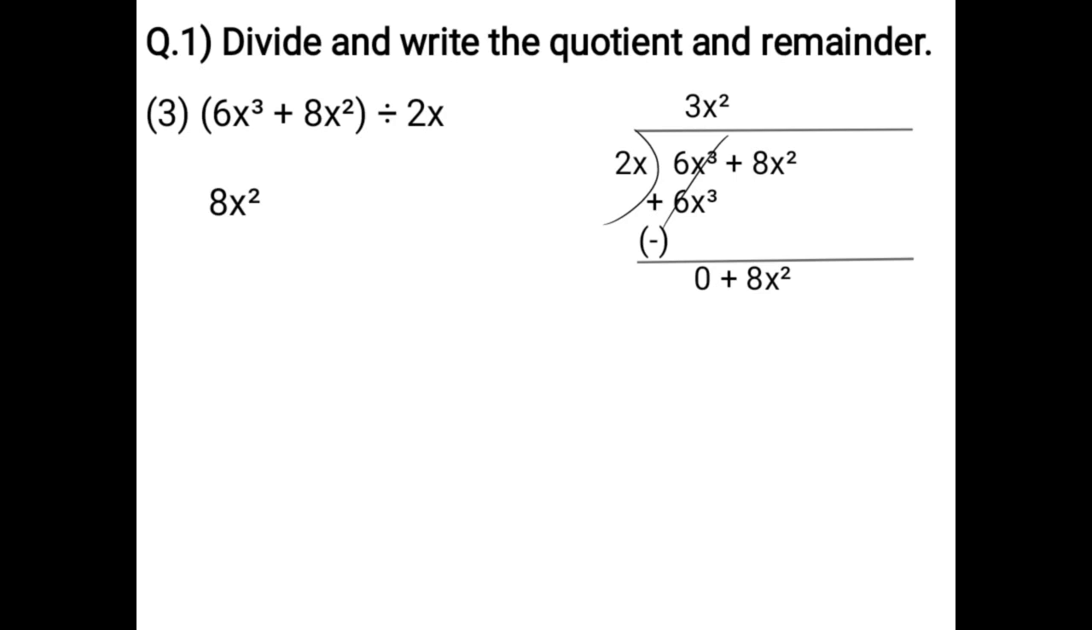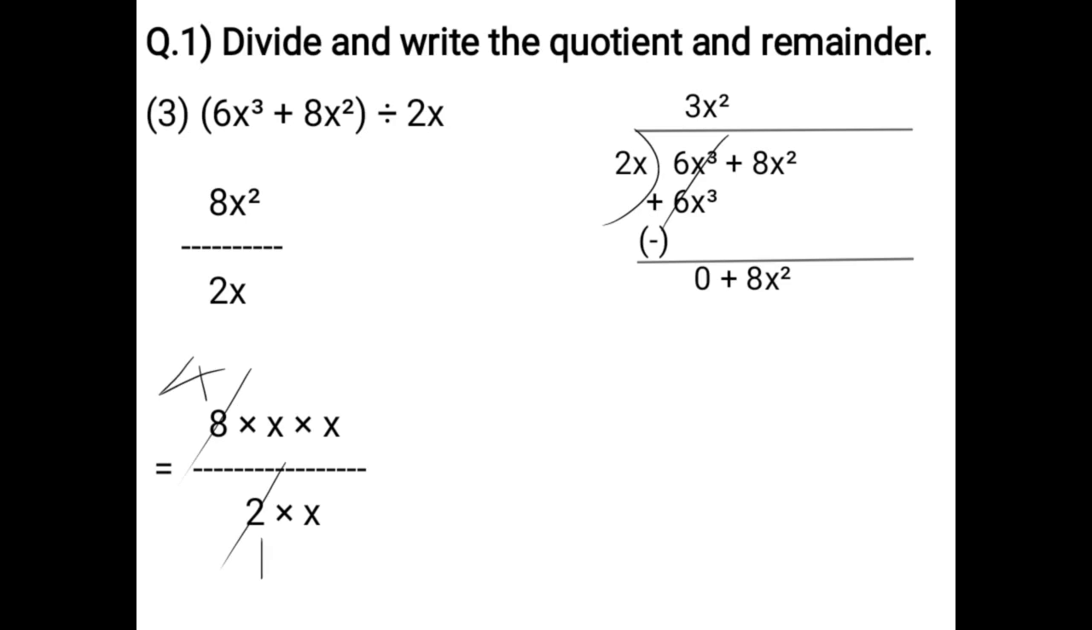That is 8x square upon 2x, you have to write in numerator and denominator form. Next step, you have to write the multiplication form of 8x square upon 2x. That is equal to 8 into x into x upon 2 into x. Same table which is going, you have to do the cancellation now. 2 ones are 2, 2 fours are 8. You have to cancel 1 x on numerator and denominator, like this. Number which is left on numerator, you have to multiply. That is 4 into x is 4x. After dividing second term on dividend by 2x, that is plus 8x square by 2x, quotient is plus 4x.